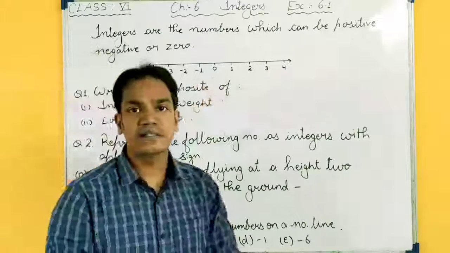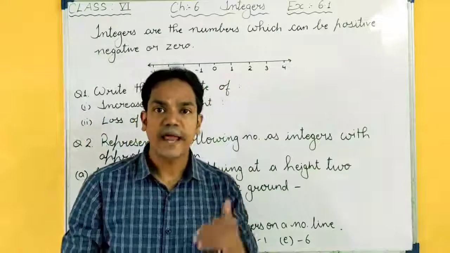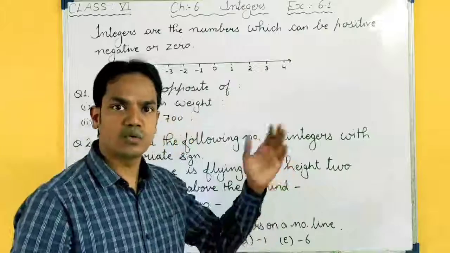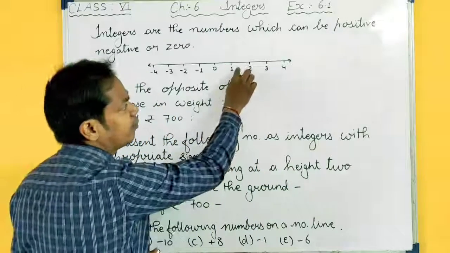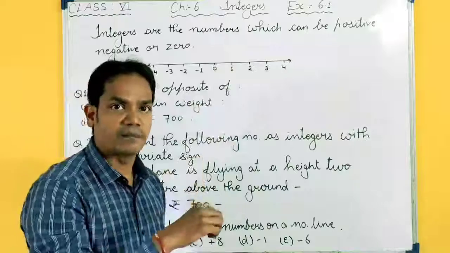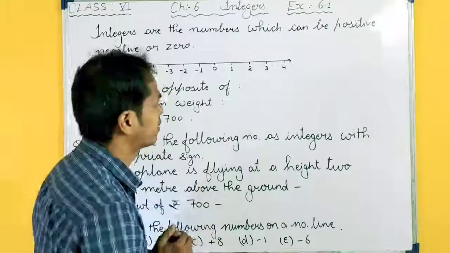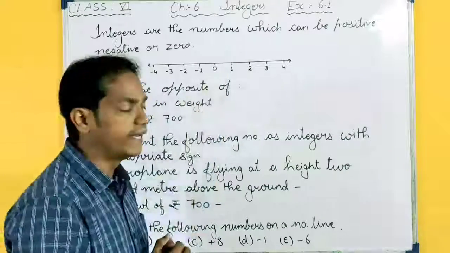In integers you cannot include fractional numbers. Fractional means 1 upon 2, 3 upon 5, 6 upon 7. Numbers like 1 upon 2 can be represented on the number line, but they are not part of integers.